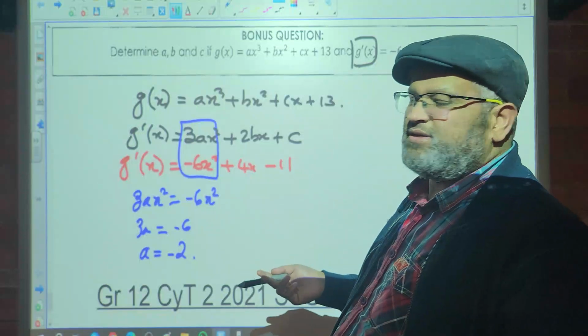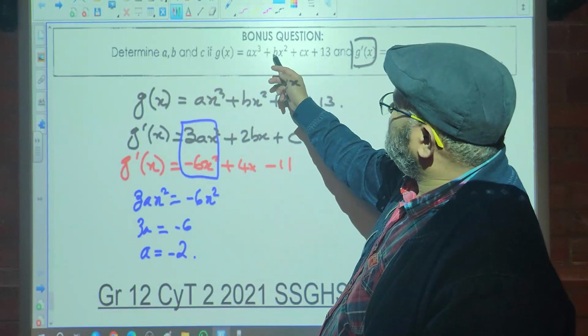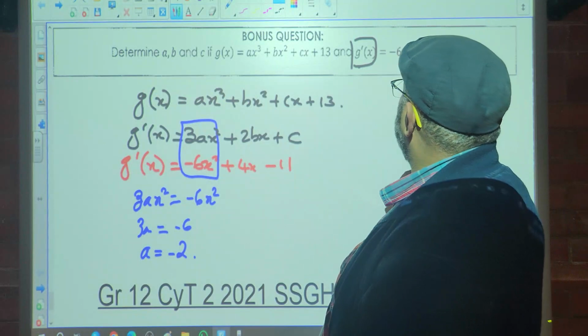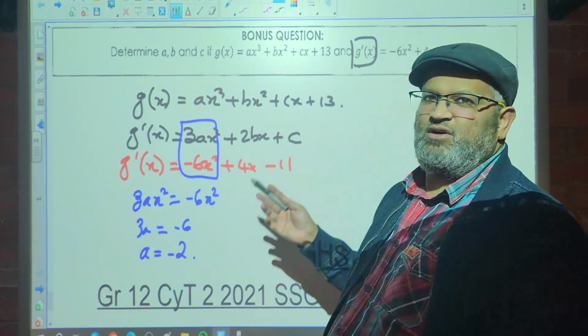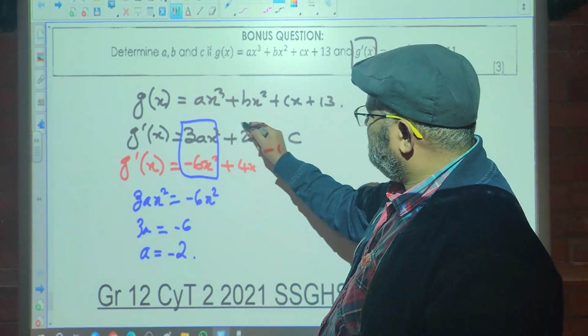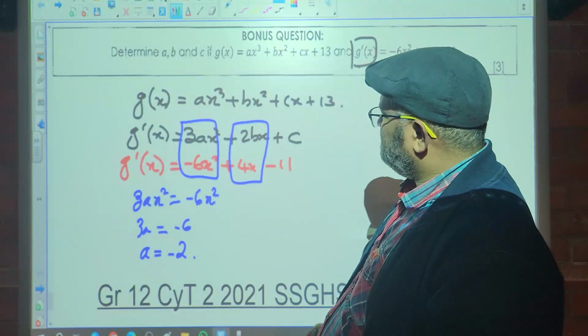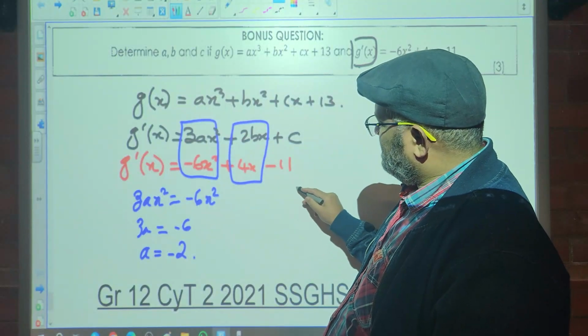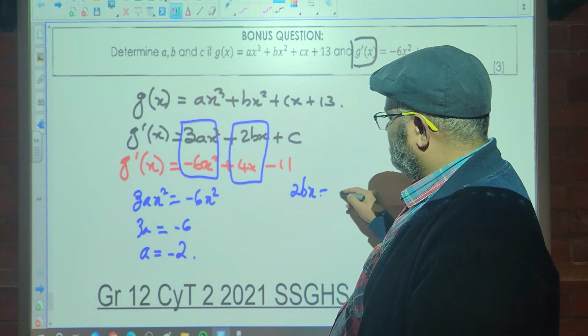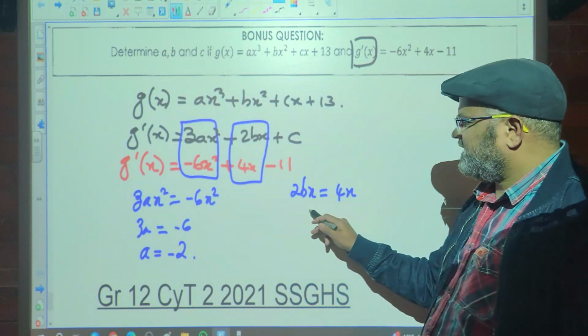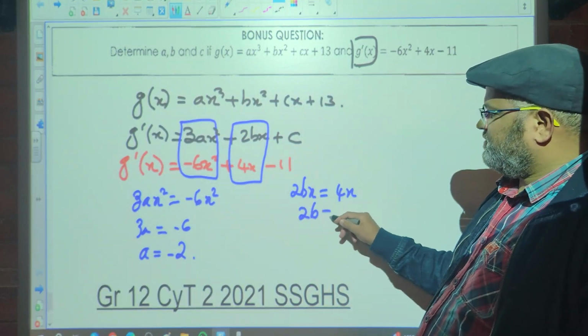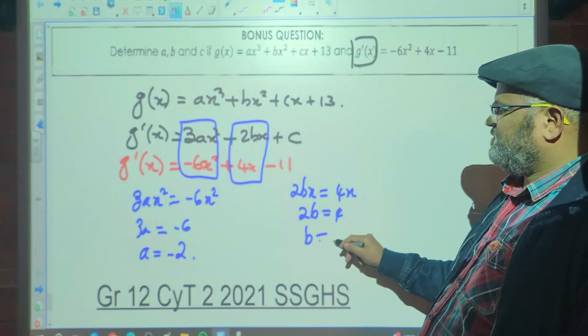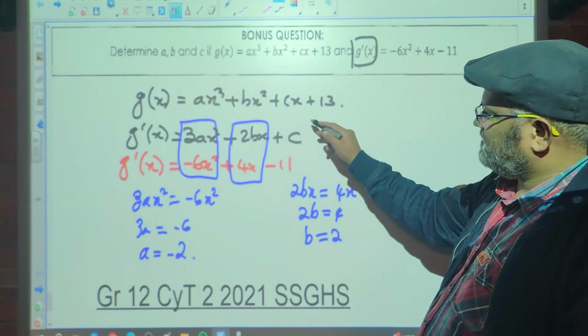This is another way of doing it. That's going to give you 2bx, and we've got 4x, so b is 2. Or you can just go with what I'm doing here. You've got 2bx, of course, it has to be equal to 4x. The x's are the same, so 2b is equal to 4, b is equal to 2, and then c is equal to negative 1.